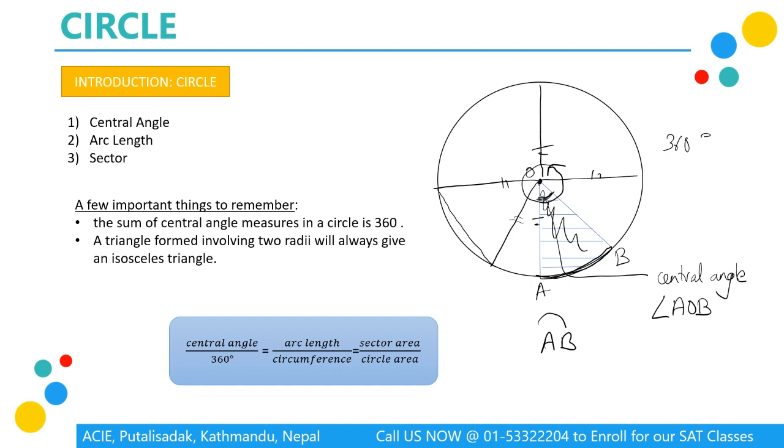And of course, this is the most crucial part to solve any question related to circle. Central angle divided by 360 is equal to arc length divided by circumference is equal to sector area divided by circle area. If you look at this, we find that the central angle is a certain portion of 360 degrees, arc length is a certain section of the circumference, and sector area is basically a small section of the whole area itself. So this is pretty easy to remember and will be helpful in numericals.